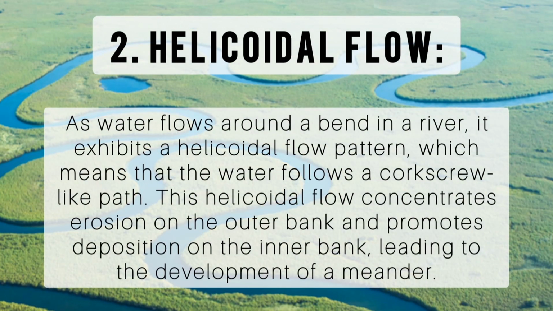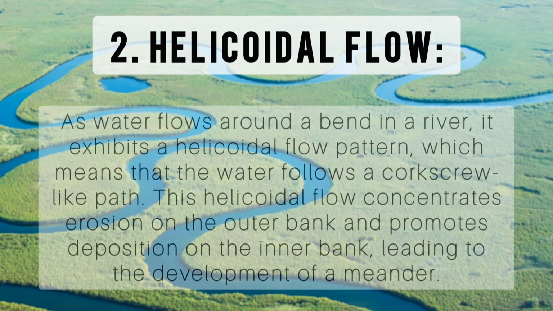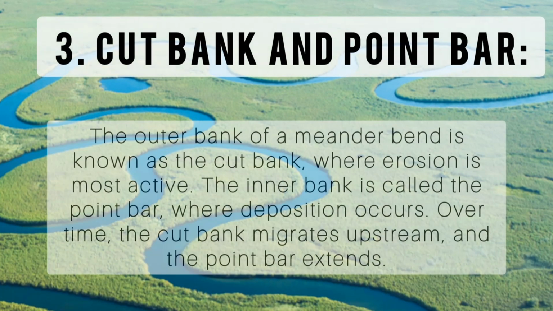Helicoidal flow. As water flows around a bend in a river, it exhibits a helicoidal flow pattern, which means that the water follows a corkscrew-like path. This helicoidal flow concentrates erosion on the outer bank and promotes deposition on the inner bank, leading to the development of a meander.